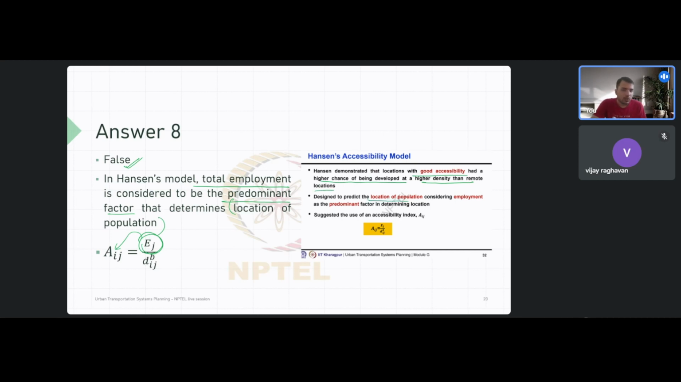So we can predict the location of population considering the employment as the predominant factor in determining the location. So wherever employment opportunities are there, more people will live in those locations and around it. So he suggested that accessibility index is given by employment opportunities by Dij power B.